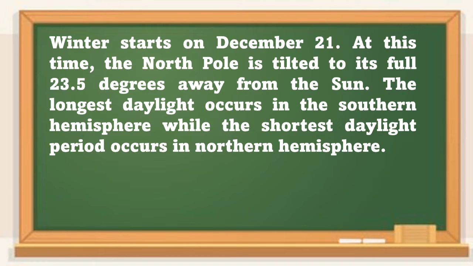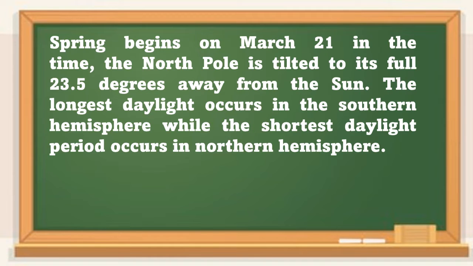Winter starts on December 21. At this time, the North Pole is tilted to its full 23.5 degrees away from the sun. The longest daylight occurs in southern hemisphere, while the shortest daylight period occurs in northern hemisphere.